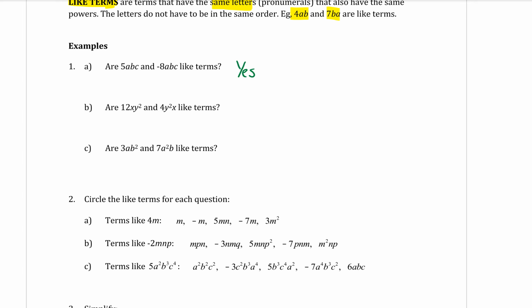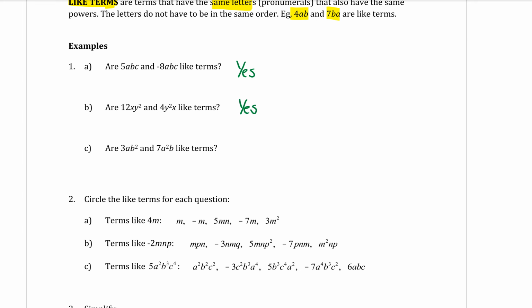Part B, 12xy squared and 4y squared x. Are they like terms? Yes, they are. Because the value of the numbers being different is fine. They both have 1x and y squared. As long as the squared is on the same letter, they are the same. So yes, they are also like terms.